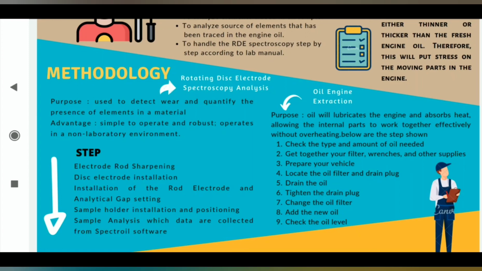The fourth step is sample holder installation and positioning, in which you have to place the disposable sample holder in the adapter, fill with the proper oil level, and lift up the position level until the table reaches the end. The last one is taking a sample analysis. This is where the data are collected from the spectral software. Thank you.